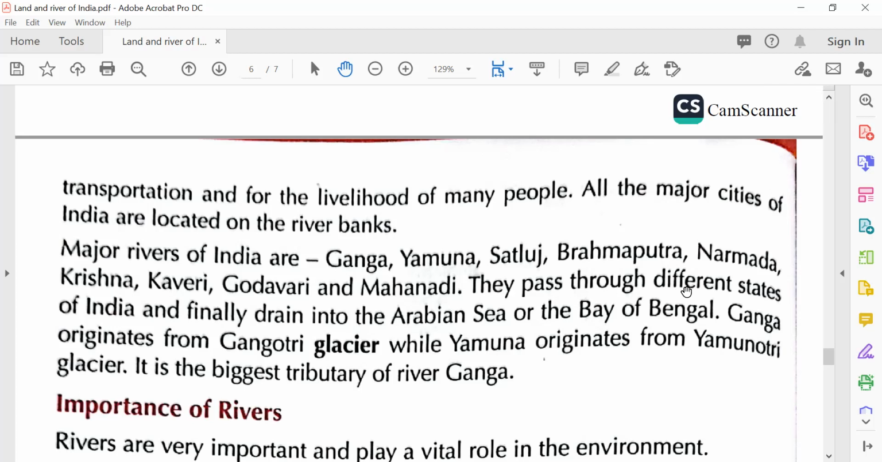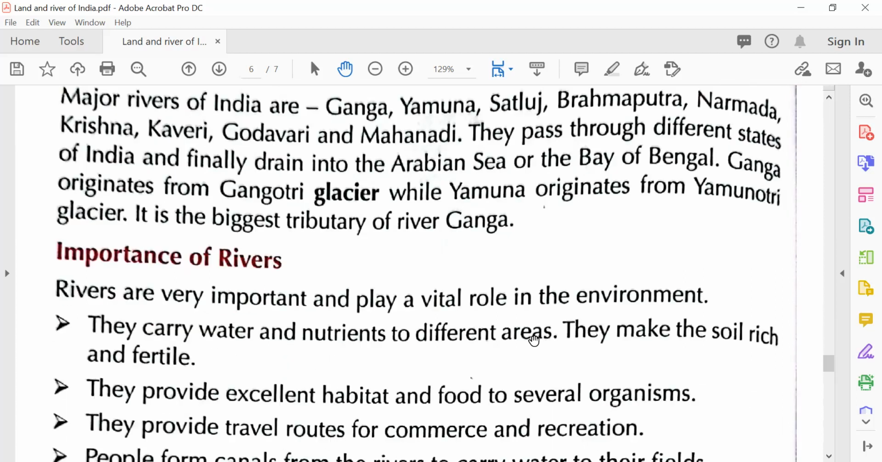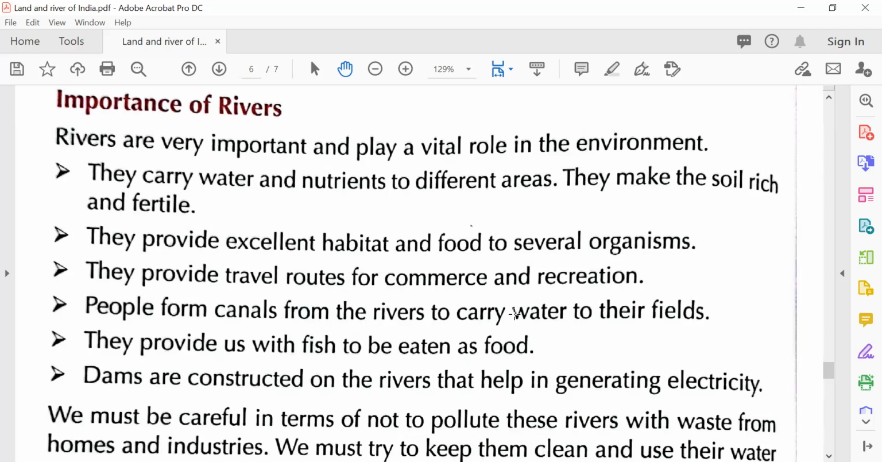They pass through different states of India and finally drain into the Arabian Sea or the Bay of Bengal. Ganga originates from Gangotri Glacier, while Yamuna originates from Yamunotri Glacier. So where does Ganga originate from? Which glacier? Gangotri Glacier. Yes. And from where does Yamuna originate? From Yamunotri Glacier. It is the biggest tributary of river Ganga. Important. So India is also special. Yes, India is very special.